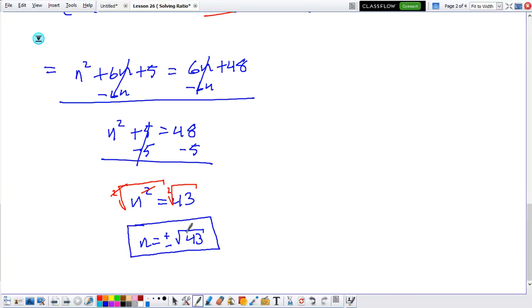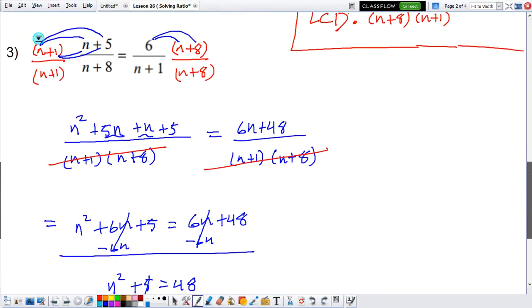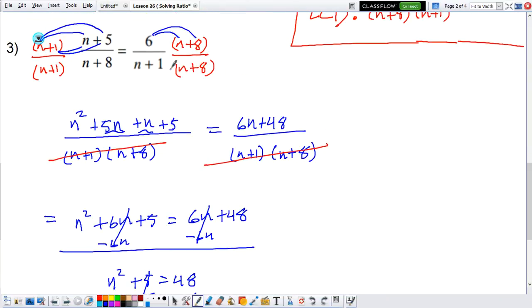So n has a value of plus or minus square root of 43. The problem might seem long, but it's the same idea here. You need to write them to have the same denominator. Once they have the same denominator, they will cancel out. We use the idea of an LCD here. And then you just worry about the numerator.